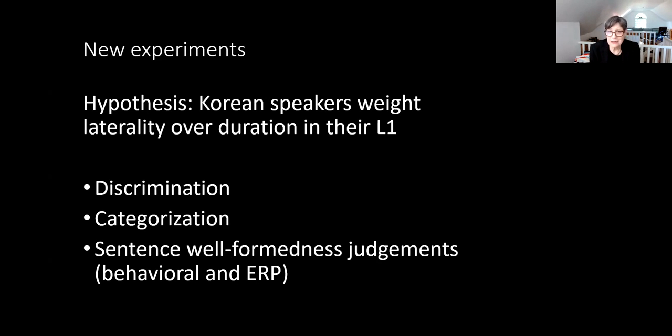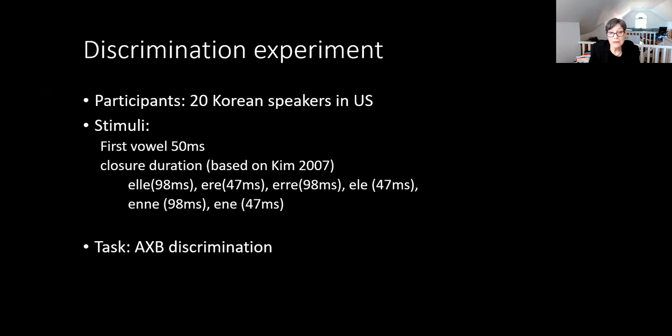So we wanted to take this idea a little further and look a little more into Korean speakers' perception. So we did 3 types of experiments. First, a discrimination experiment. So we created non-word forms, but legal forms like elle and ere, and enne and ene. And then we created a long tap. And of course, you can't just lengthen the closure duration of a tap. So this was very distinct in that it was basically a trill. And we created the short L using Kim's closure duration measurements.